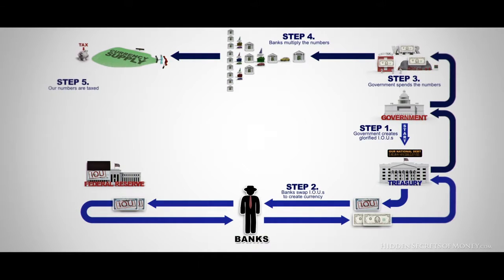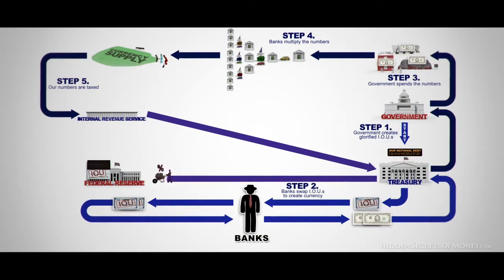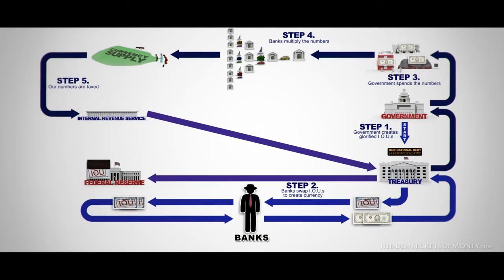which brings us to step 5, where our numbers are taxed. We pay tax to the IRS, who then turns our numbers over to the Treasury, so the Treasury can pay the principal plus the interest on bonds that were purchased by the Federal Reserve with a check from nothing.